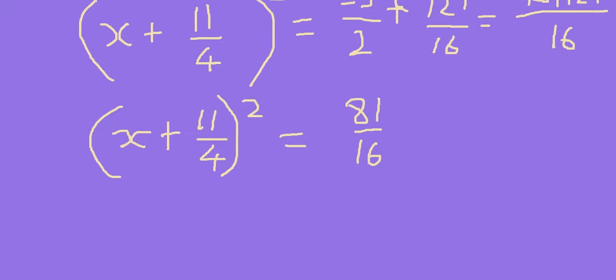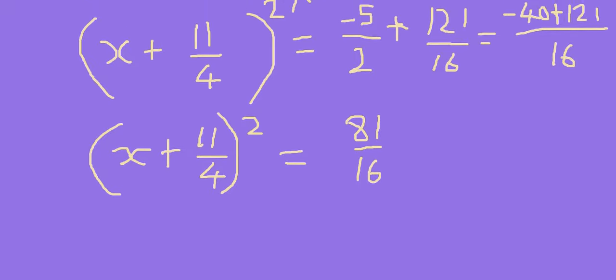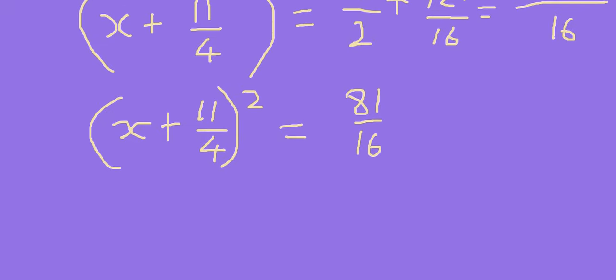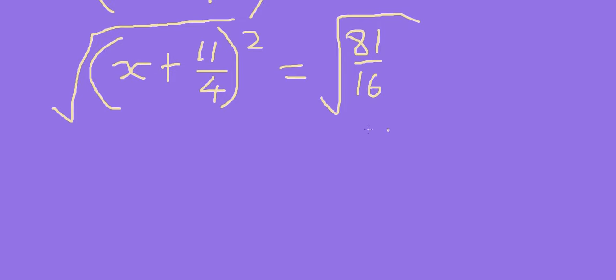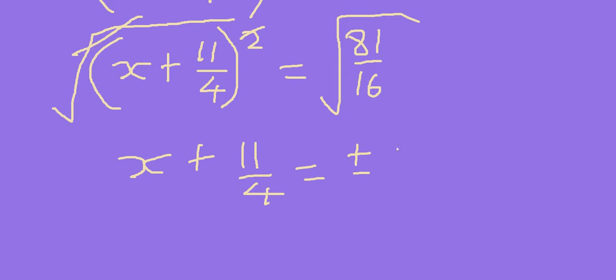So, when we reach this point, we wish to get rid of that square here. So we are going to put the square root sign on both sides. Then after that, this square root sign cancels with this square. We remain with x plus 11 over 4 equals the square root of 81, which is 9, so plus or minus 9. The square root of 16 is 4.